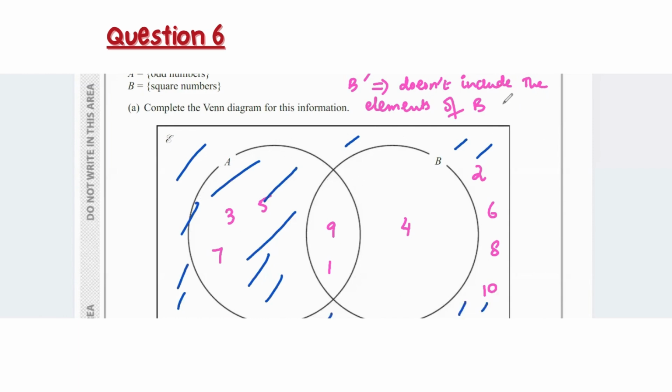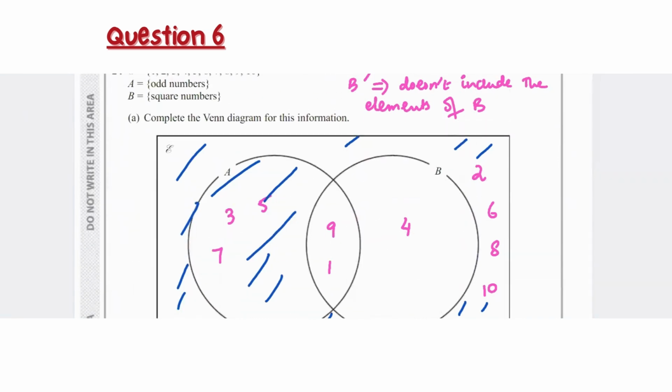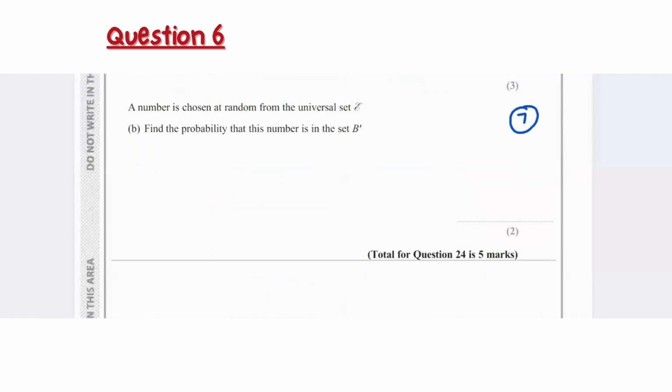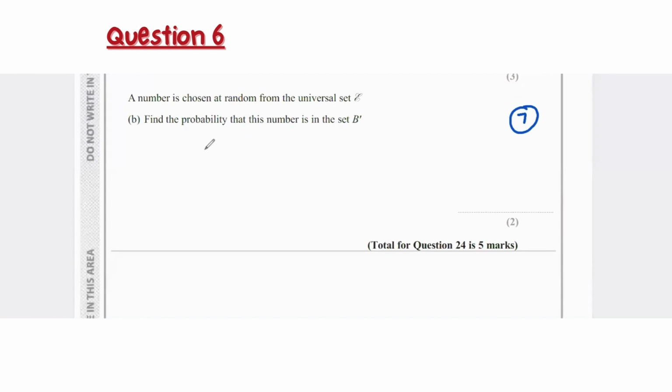We need to find the probability. So first, let's write down the number of elements. There are 1, 2, 3, 4, 5, 6, 7 elements. Total elements are given as 10 and 7 elements are not a part of B. So probability is going to be 7 over 10. 7 elements are not a part of B.